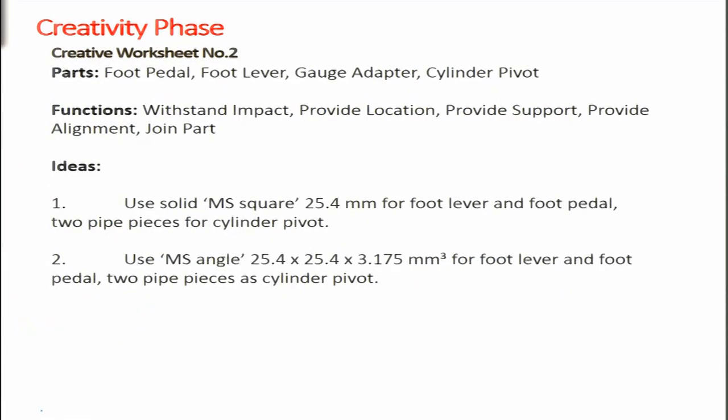Similarly, we have creative worksheet number 2, in which we have these ideas, actually there were again 7 ideas. I am missing a slide here. I will provide you the detailed worksheet in the notes. So this has these parts: foot pedal, foot lever, gauge adapter, cylinder pivot. So the functions were withstand impact, provide location, provide support, provide alignment and joint part. These are the ideas for them.